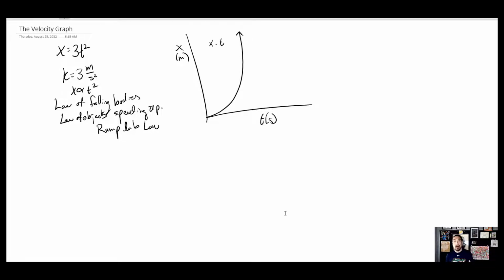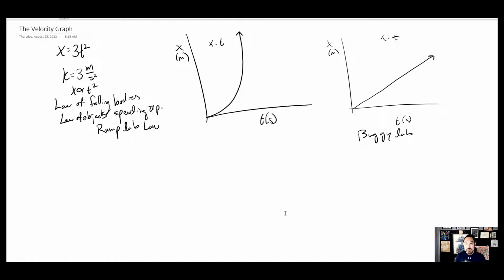Now, this is how we started off this unit, but I want us to go back to the buggy lab. If you remember, in the buggy lab we didn't get this graph, right? We got a graph that looked something like this. We got a straight linear line. So my question to you is, how can we connect the buggy lab to the ramp lab? Where is that connection?